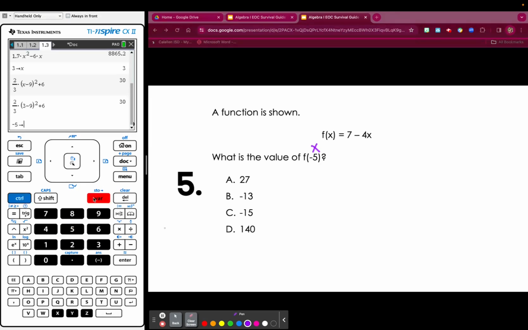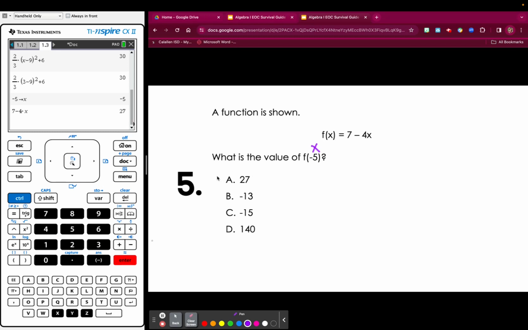So -5, control store. We're replacing it for x, pressing enter. And now all you have to do is type in the equation. So 7 minus 4x gives us 27. So here my answer is A.